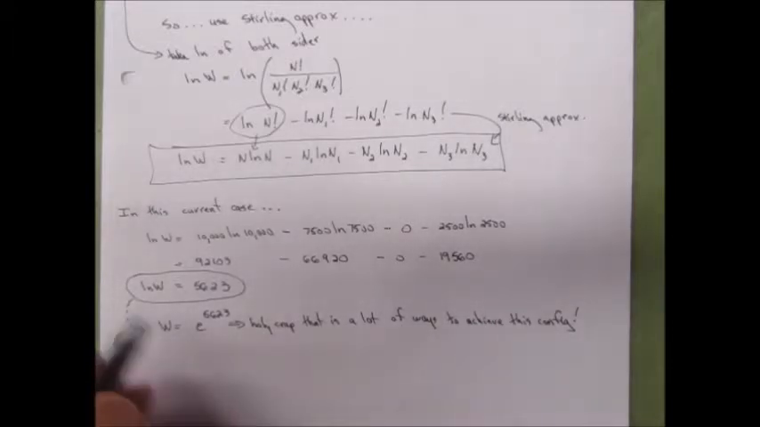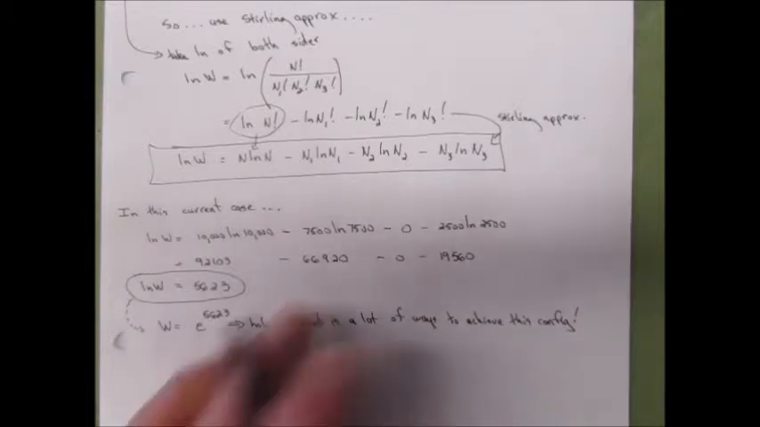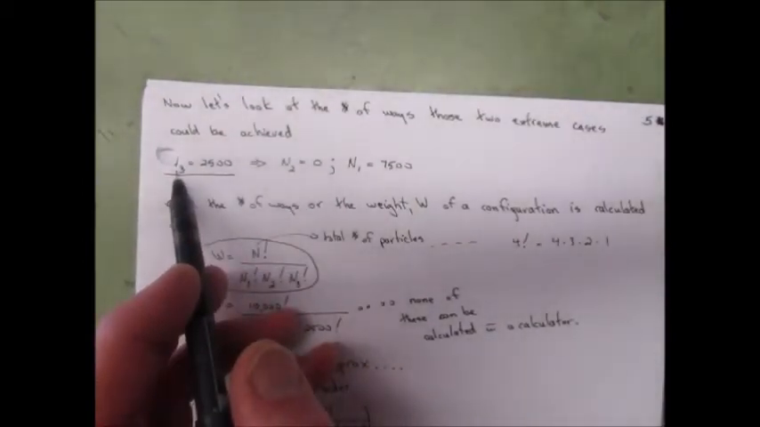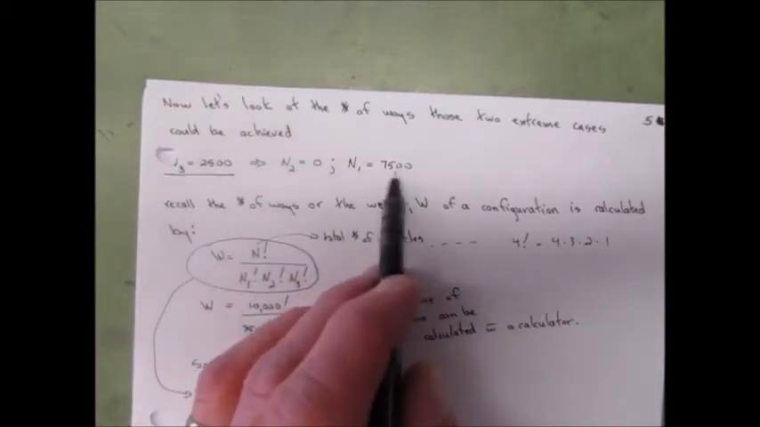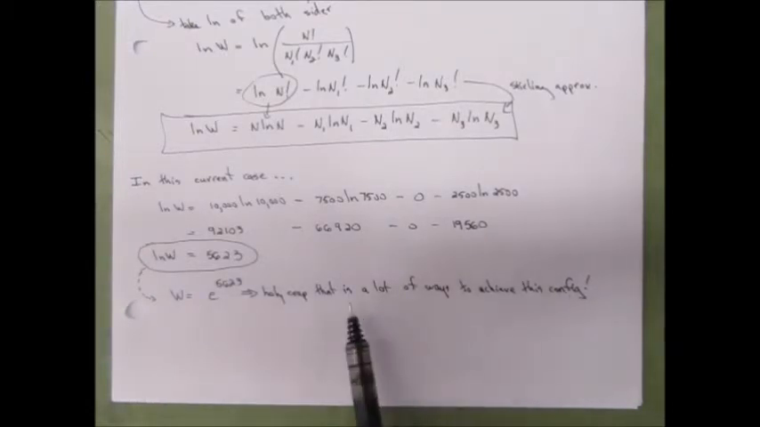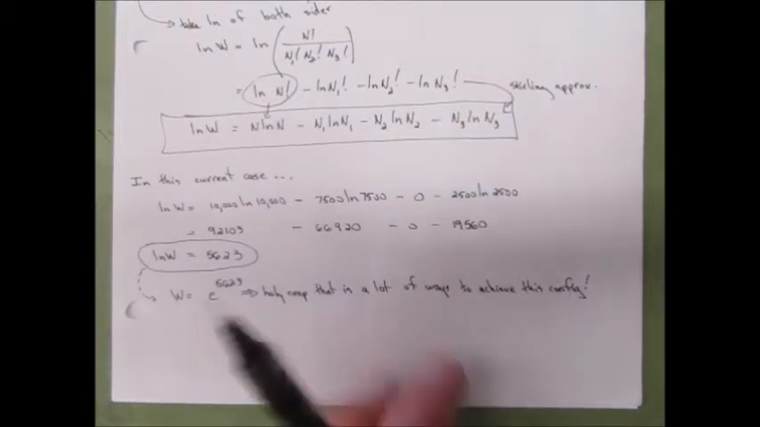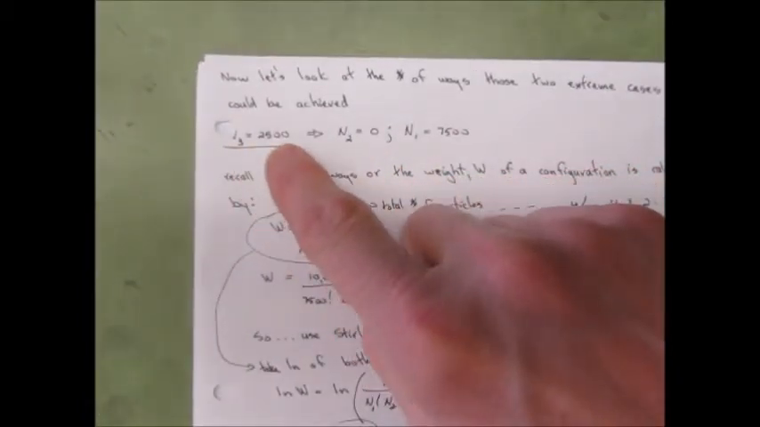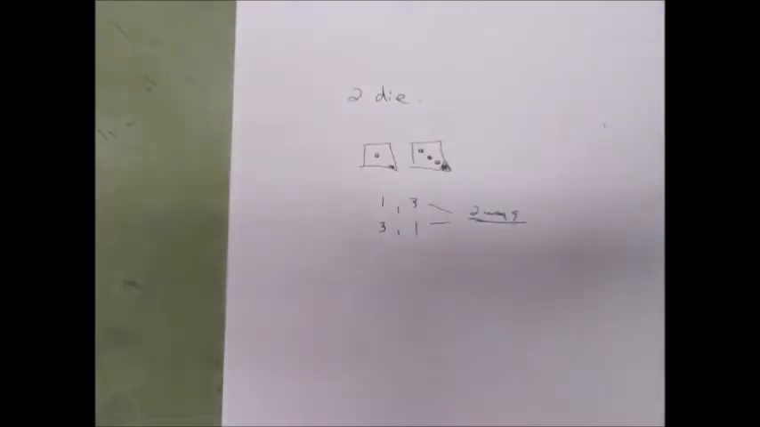So this is the official number of ways you could arrange the system to achieve 2500 in the third, 7500 in the first. Oh my God, that is a very large number of ways just for that one configuration where N3 is 2500. Okay, so you're seeing the gist of how this flows.